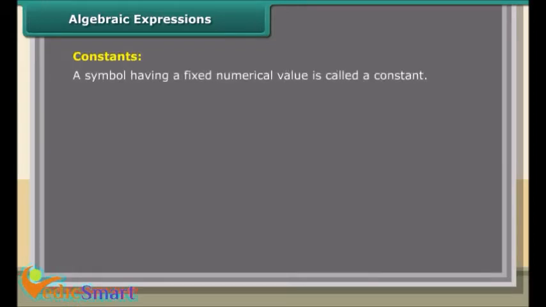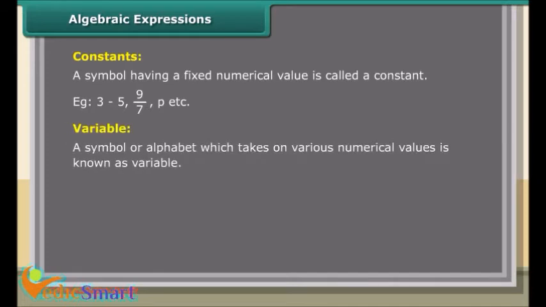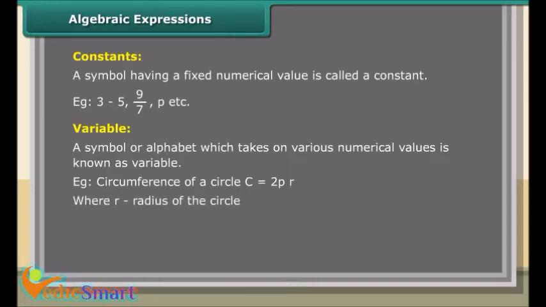Algebraic expressions. Constants. A symbol having a fixed numerical value is called a constant. Example: 3, minus 5, 9 upon 7, pi, etc. Variable. A symbol or alphabet which takes on various numerical values is known as variable. Example: circumference of a circle C is equal to 2πr, where r is radius of the circle; 2π is a constant, C and r are variables.